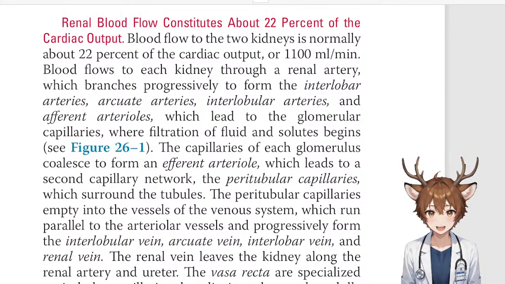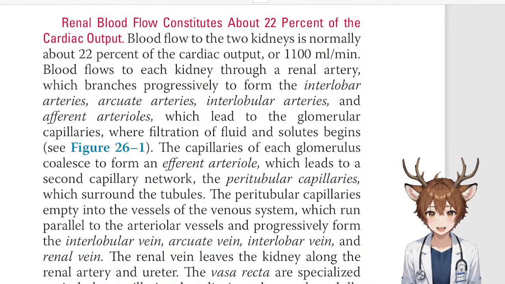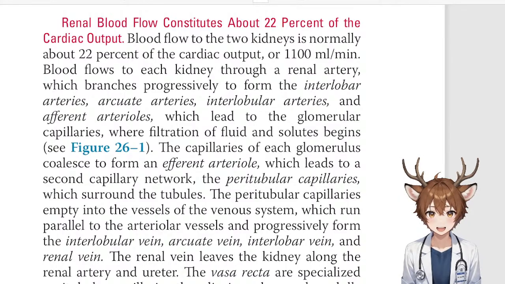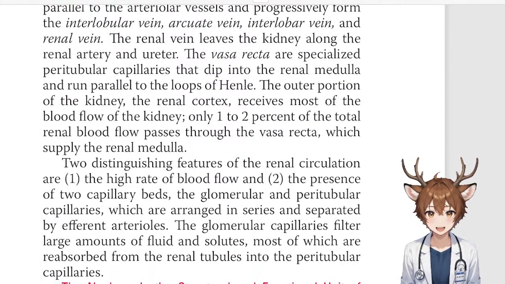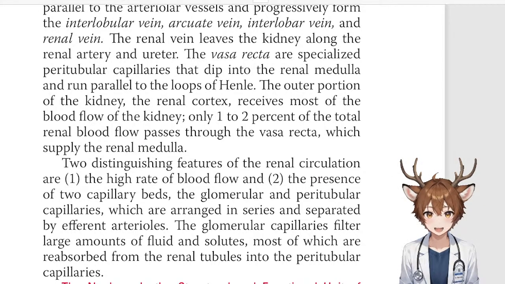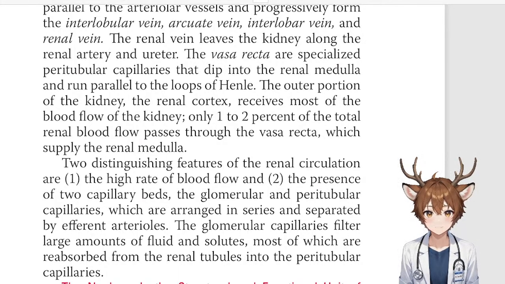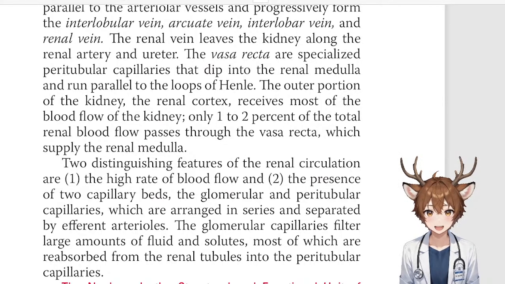The peritubular capillaries empty into the vessels of the venous system, which run parallel to the arteriolar vessels and progressively form the interlobular vein, arcuate vein, interlobar vein, and renal vein. The renal vein leaves the kidney along the renal artery and ureter. The vasa recta are specialized peritubular capillaries that dip into the renal medulla and run parallel to the loops of Henle. The outer portion of the kidney, the renal cortex, receives most of the blood flow of the kidney. Only 1 to 2% of the total renal blood flow passes through the vasa recta, which supplies the renal medulla.